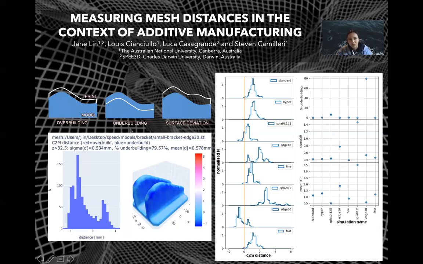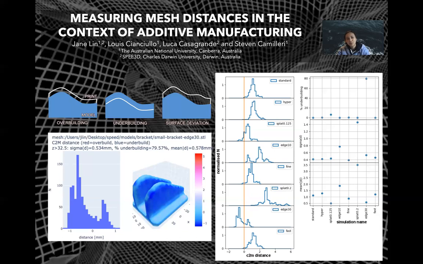This is when your print is actually smaller than the model, and this is when underbuilding happens. This is something we want to really minimize because once you have built something, it's very hard to add more things onto it. And then finally, we also want to have a gauge of how much surface deviation happens between the model and the print.